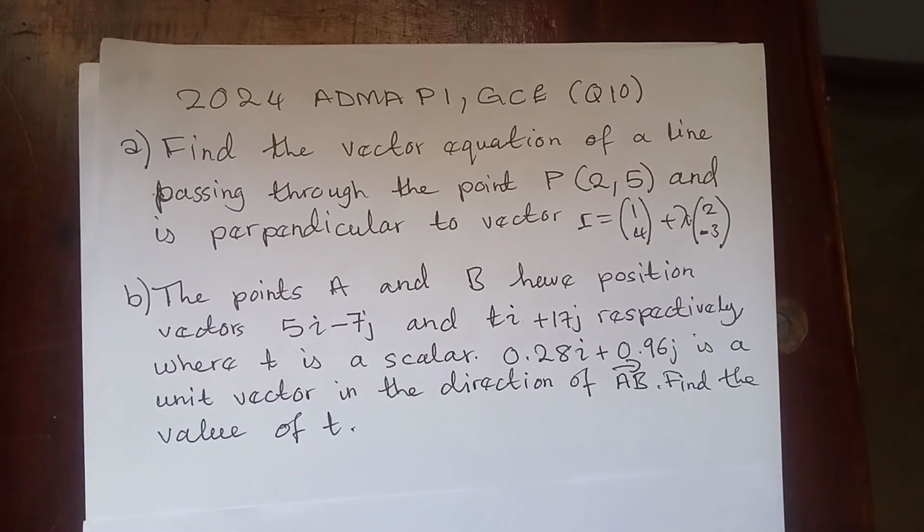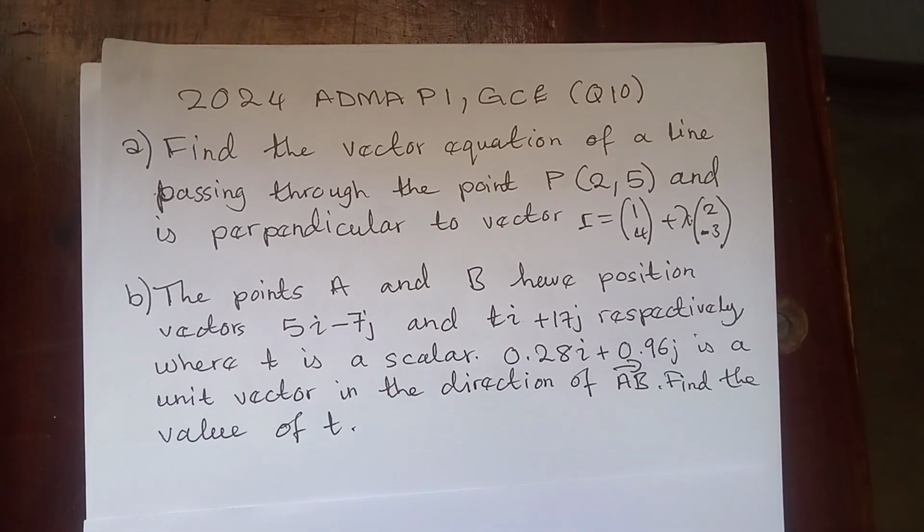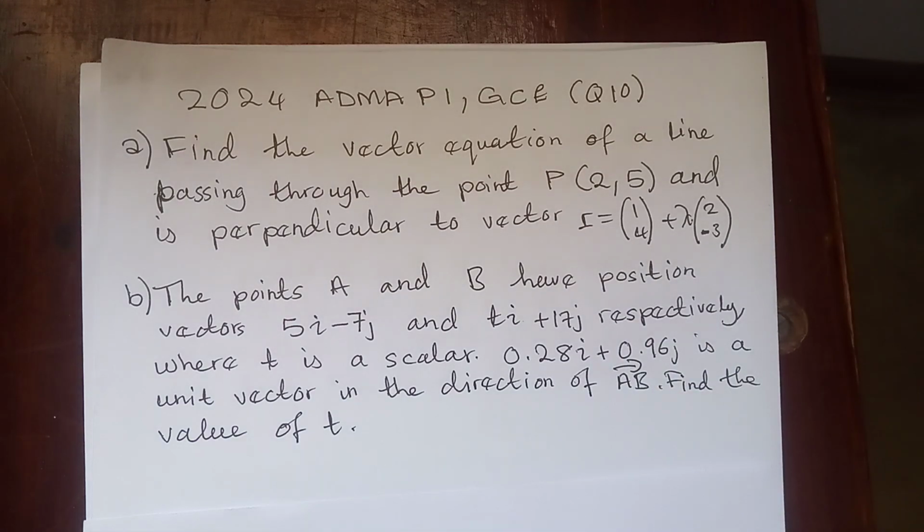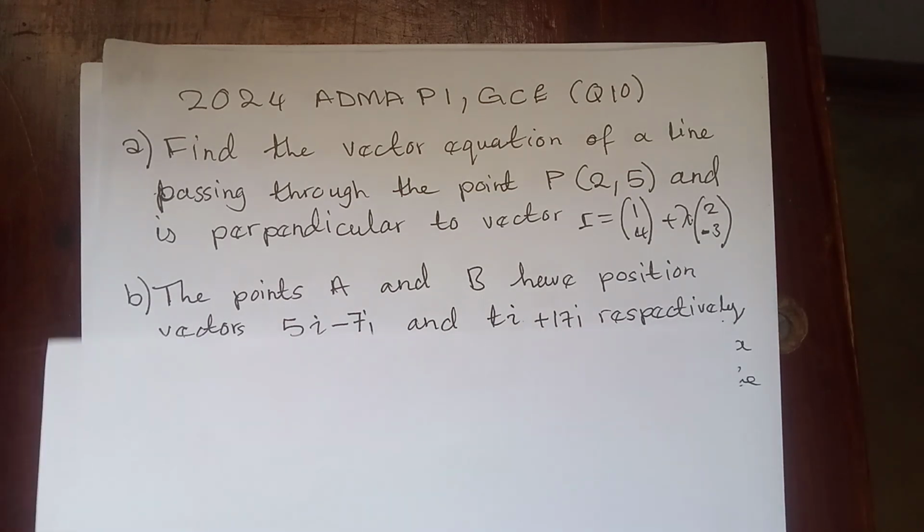Find the vector equation of a line passing through a point P which is (2, 5) and is perpendicular to vector R with this equation. Now when two vectors are perpendicular to each other, it means that when you multiply their direction vectors, you should get a 0. In other words, their dot product is 0.